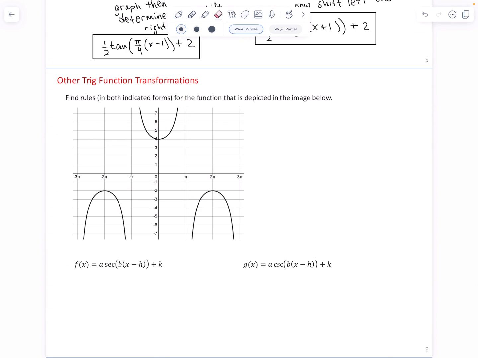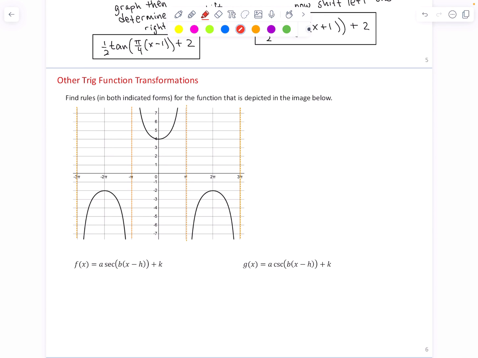Find rules in both indicated forms for the function that is depicted in the image below. This time it is clear that we are working with either secant or cosecant as a parent function. Also notice that a minimum is on the y-axis, which is true for the secant graph. So it should be the case that if I use a secant parent graph, I will not need to do any phase shift. Let's begin by finding the asymptotes.